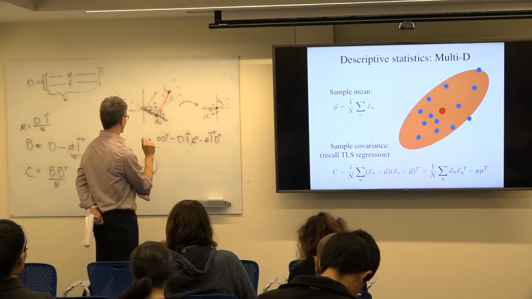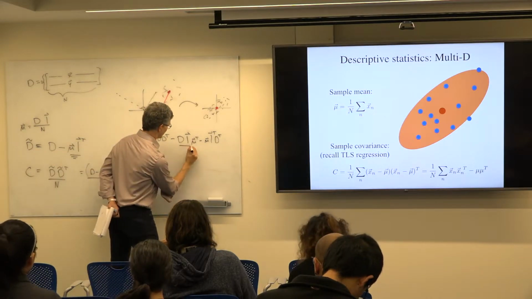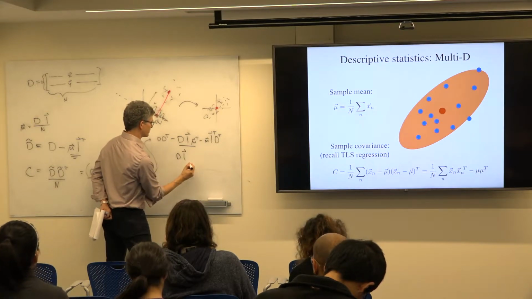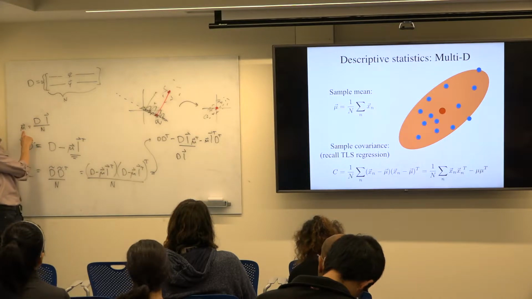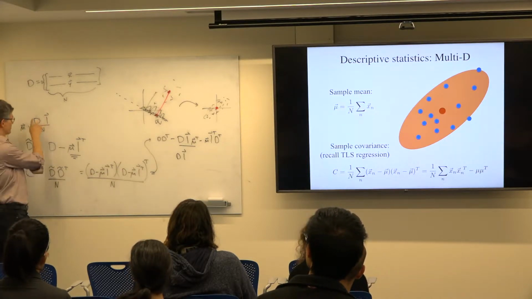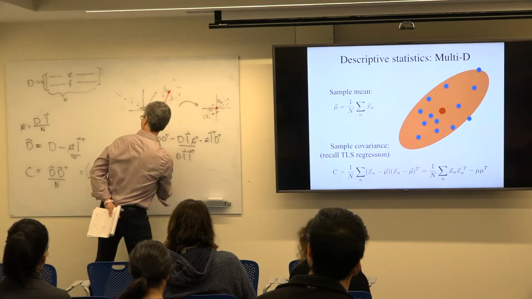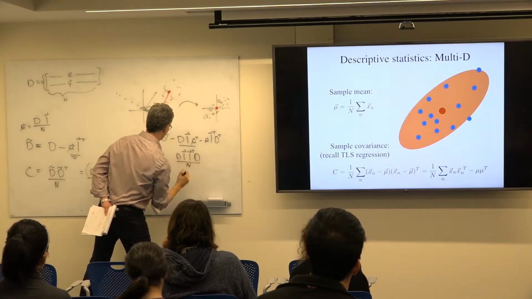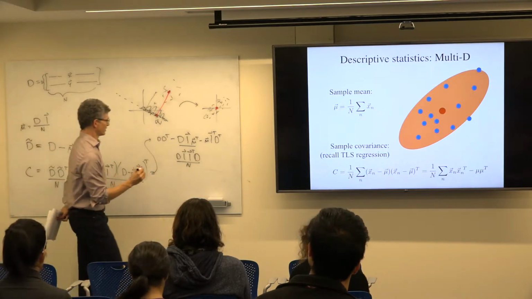Actually, let's notice something else. This thing, what is it? It's d times 1 times mu transpose. What's mu transpose? Well, here was mu, so mu transpose is just this transpose. So let's write that transpose. It's 1 transpose times d transpose, divided by n.